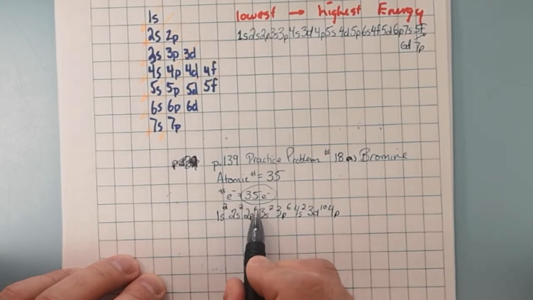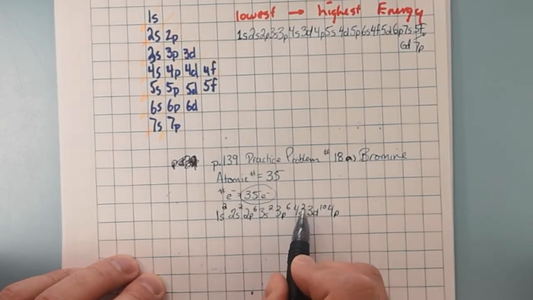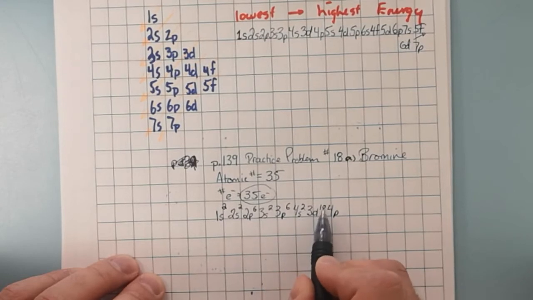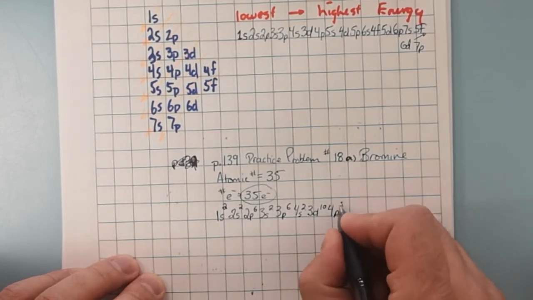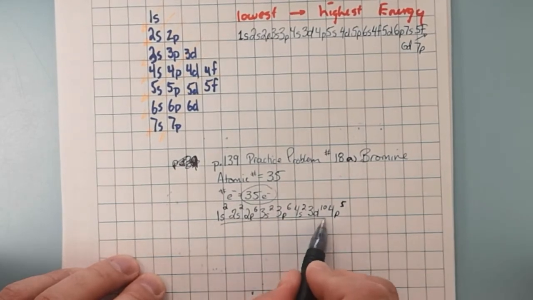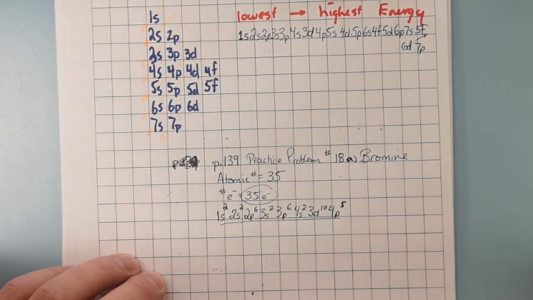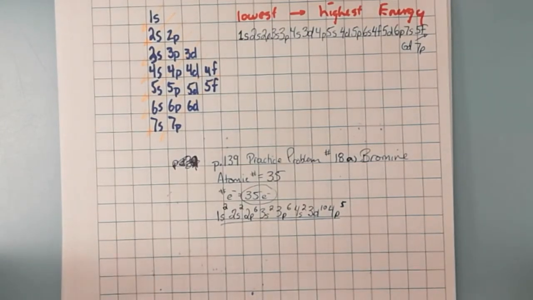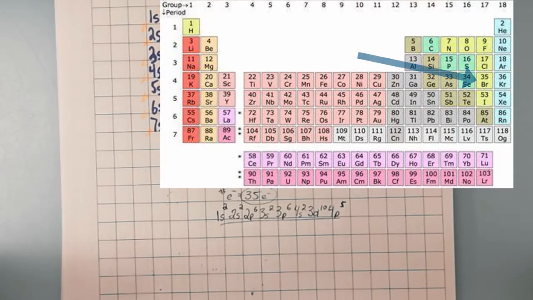2, 4, 10, 12, 18, 20, 30, 35 electrons, 4p5. This is our electron configuration. Now, one thing I want you to identify is that on the periodic table, bromine is found in the 4th period.